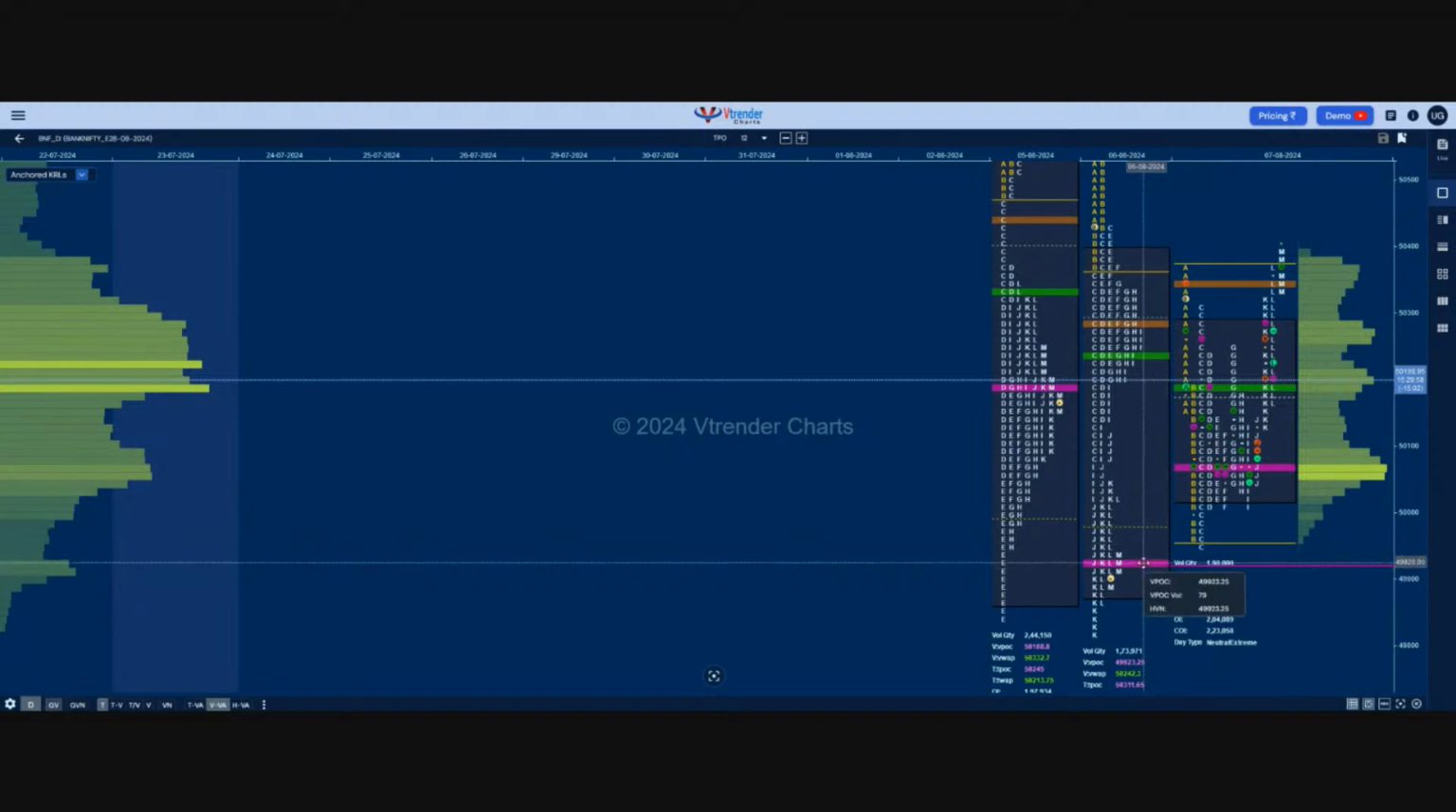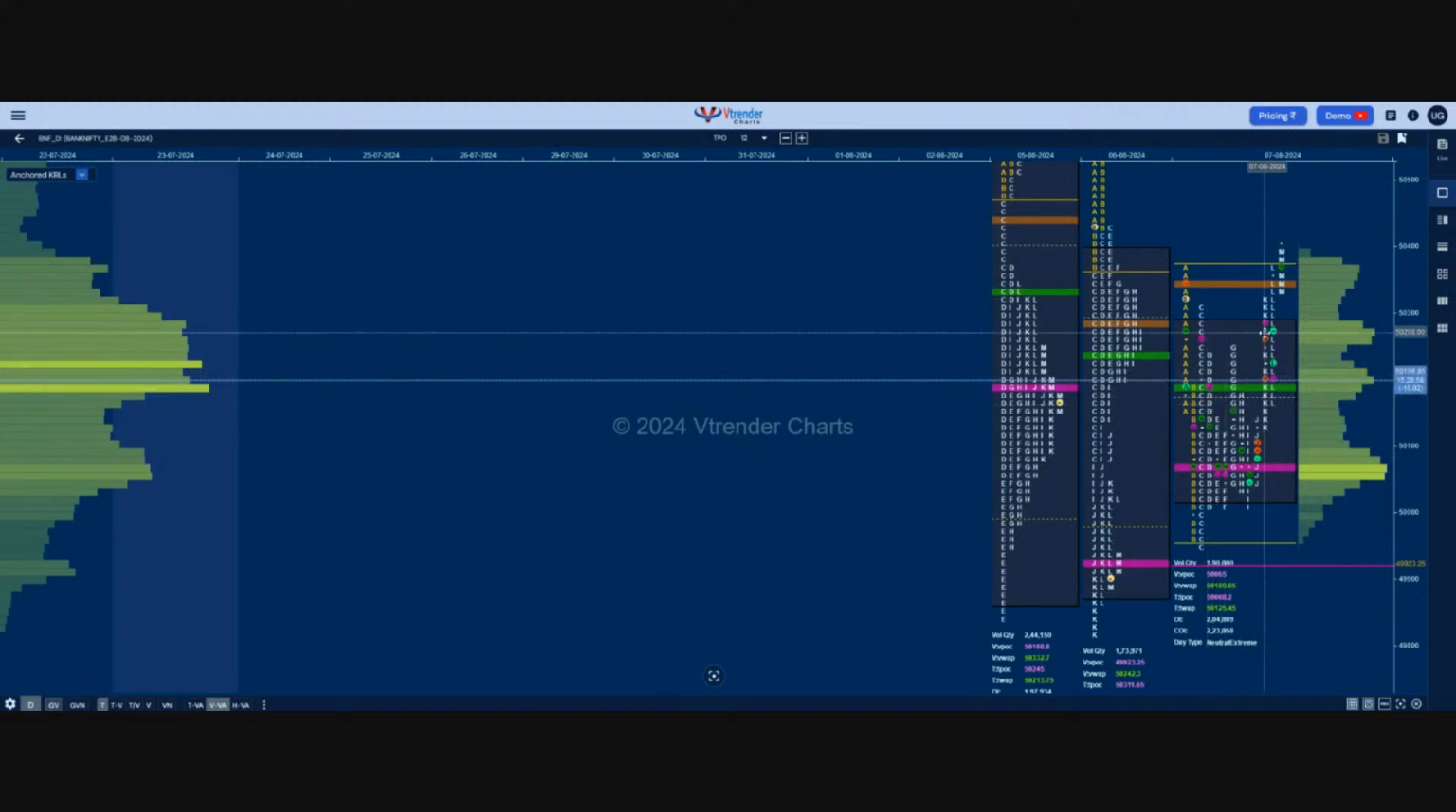And we were expecting this VPOC to get tagged. But what happened was, we made marginal new lows in the C period. So it was indicating that this POC is being defended, and we had a probable FA on the C side. So although most of the time we were inside the IB and did not do much, we were forming a narrow range balance.